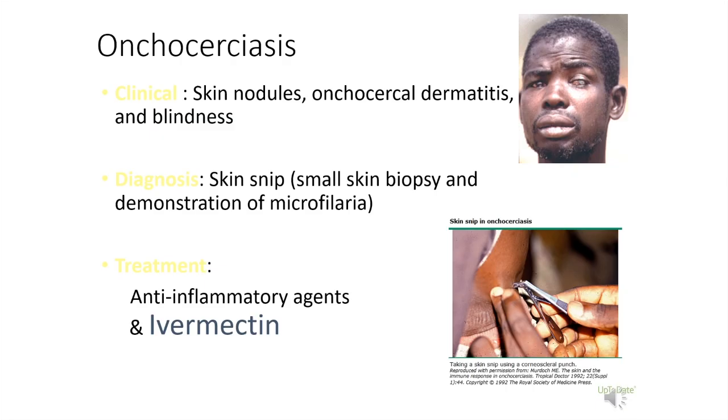Now, clinically, we have skin nodules, and onchocercal dermatitis, that is irritation of the skin, results as well. Sauda, I'll show you a picture, and blindness will result. Diagnosis is by a skin snip. You take a small piece of the skin, put it in a drop of saline on a slide, put a cover slip and examine it under the microscope, and you can see the microfilariae. Treatment is anti-inflammatory again, and ivermectin. Ivermectin is an excellent treatment for Onchocerca volvulus.